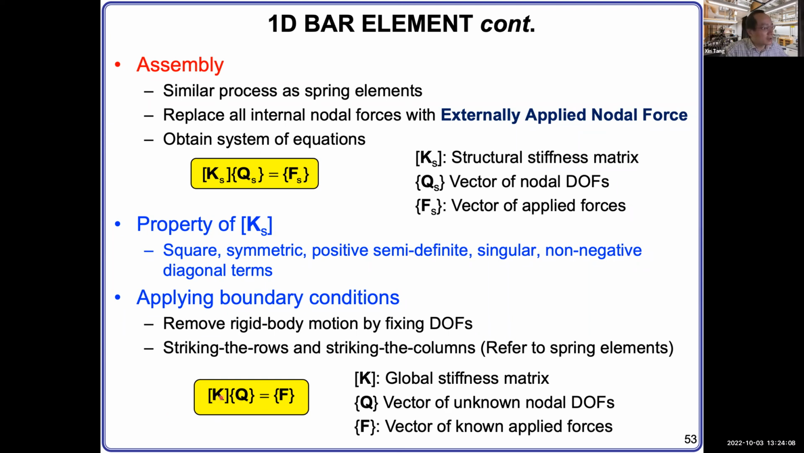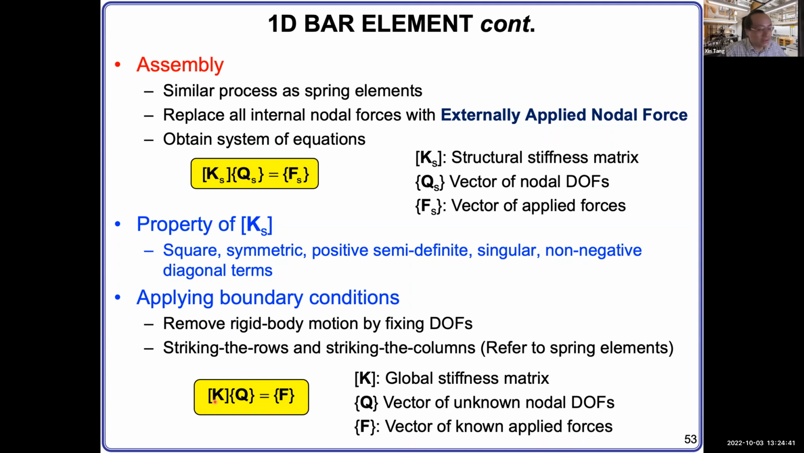Now this K is called the global stiffness matrix. We asked about the definition of those different matrices in exam number 1. So this one is the global stiffness matrix, and Q is the vector of unknown degrees of freedom, because we removed all the known degrees of freedom. And F is the vector of known applied force. So all the known information is on the right-hand side, and all the unknowns are on the left-hand side.